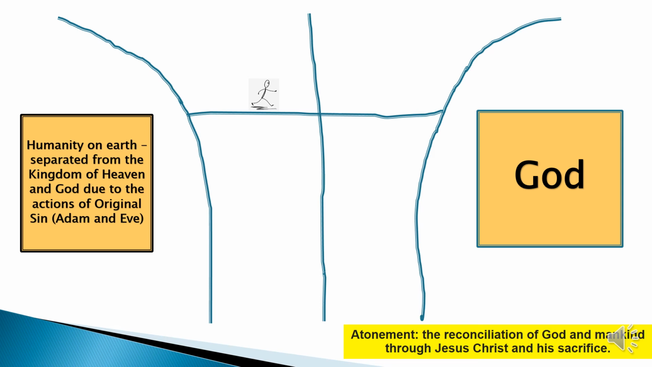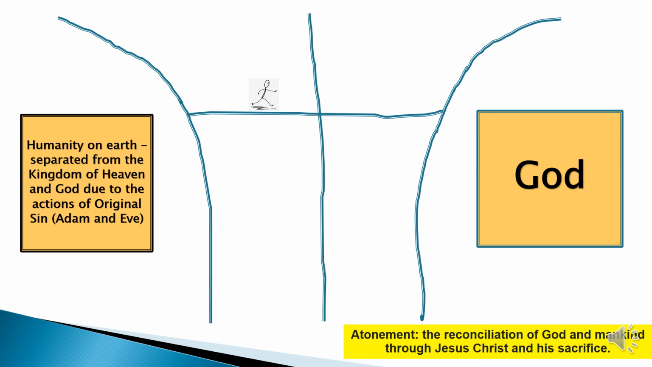So imagine that this is a bit like two hillsides. On one side, you've got humanity on earth that's separated from God, because there's nothing in between. And then in the middle, you've got the cross, the crucifix, which Jesus was crucified on. Now, if we were to take that cross away, there is a massive gap between humanity and God, which people wouldn't be able to go over.